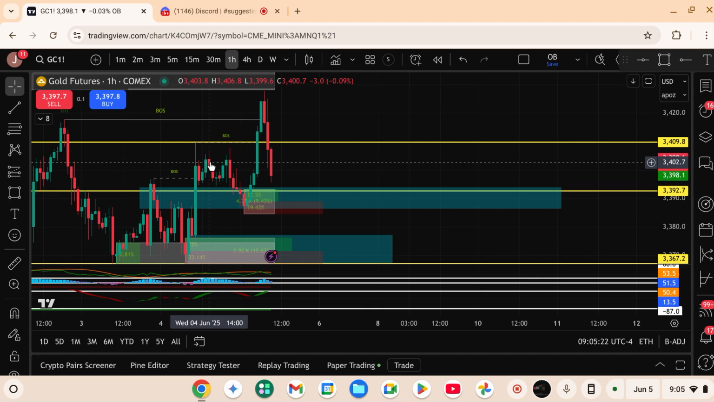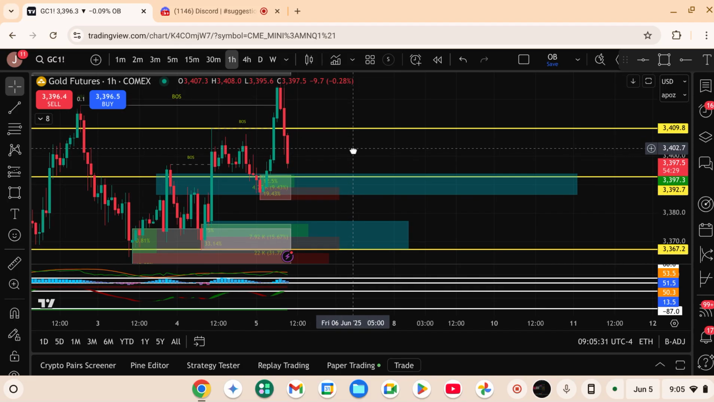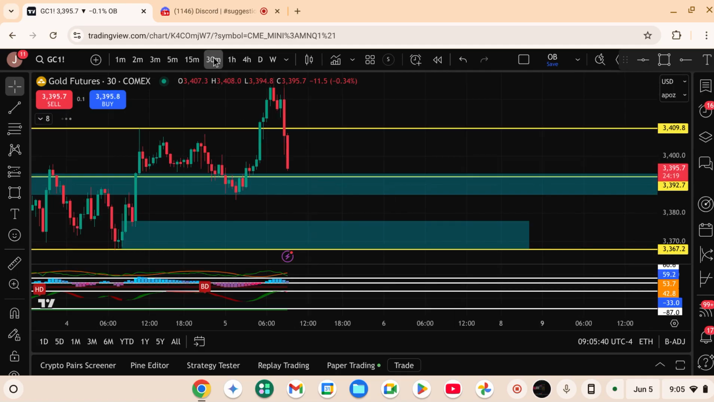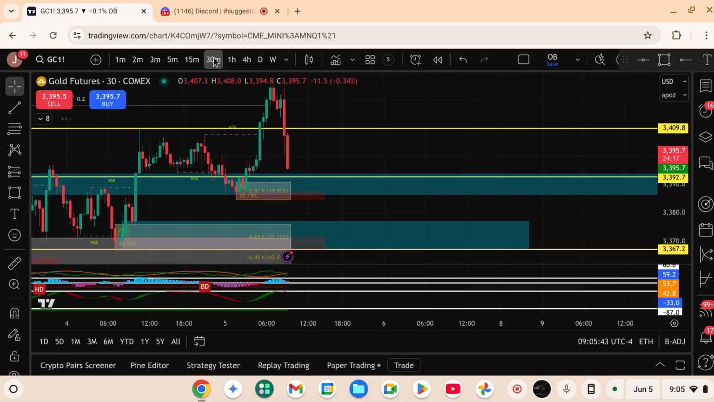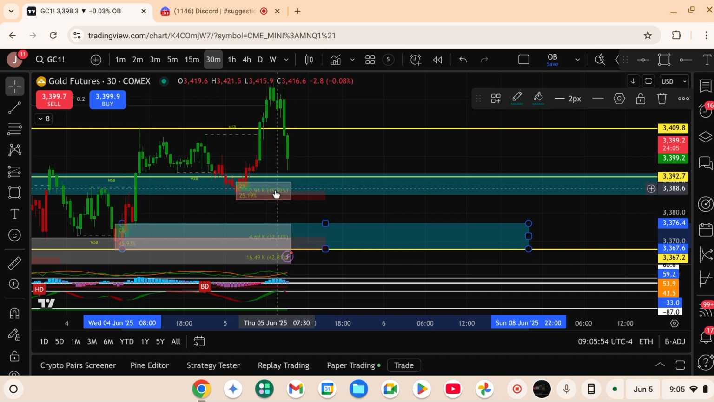Now it is NFP week, so keep that in mind. Some areas might not hold up the way they normally do because of NFP. Yeah, but I like this area here. This one and this one. We're gonna try to take longs from here.